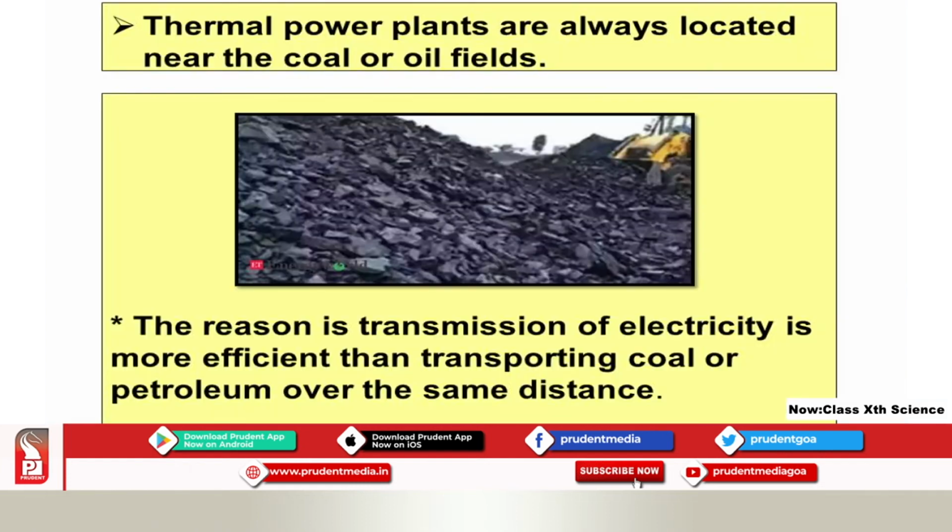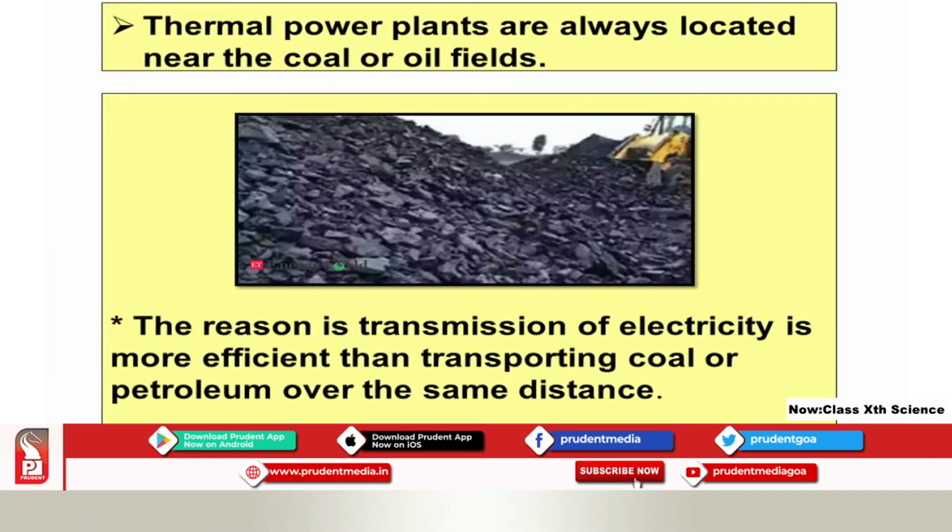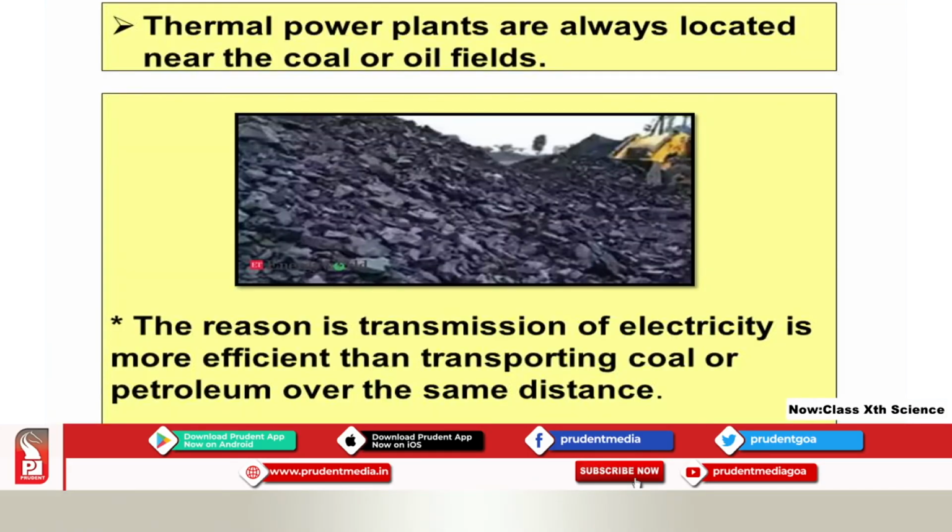Now, one point we need to remember here. Thermal power plants are always located near the coal or oil fields. This point is important as far as your exam questions are concerned. Thermal power plants are always located near the coal or oil fields. Why is it so? The reason is when these thermal power plants are set up near the coal or oil fields, the transportation of this coal or oil to the thermal power plant becomes easy. And whatever electricity is generated, the transmission of that electricity becomes very easy later on.